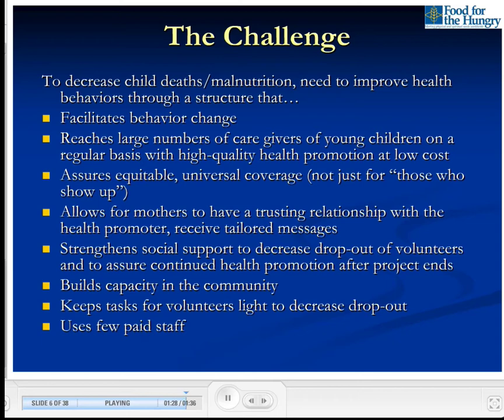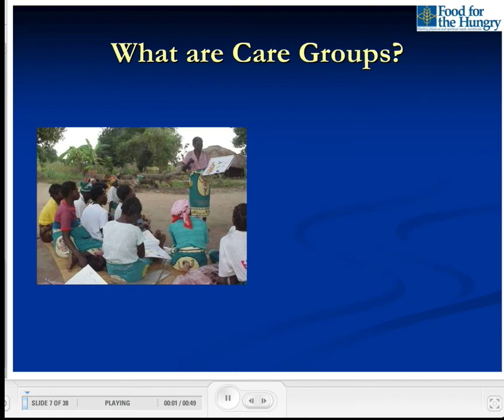In some settings, there might be additional challenges, and we feel the care group might not be the best approach, but we feel like in a lot of settings, care groups are able to meet this challenge. Let me mention what the basic idea is of a care group. It's a community-based strategy for improving coverage and behavior change.